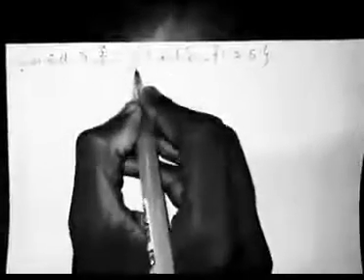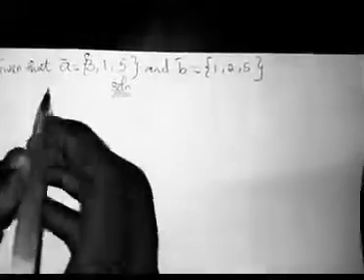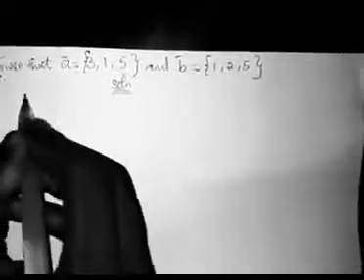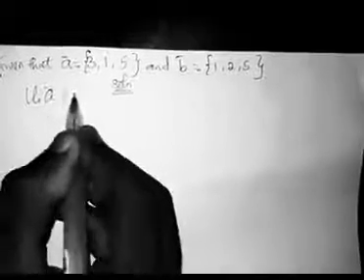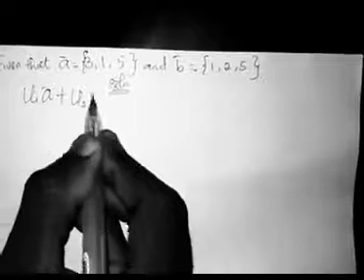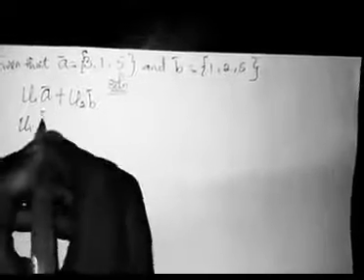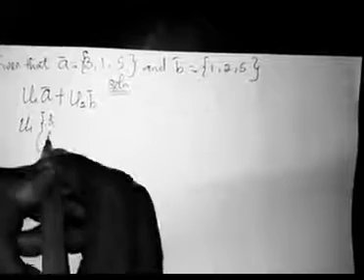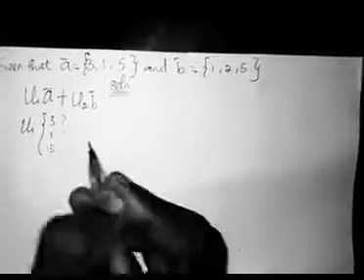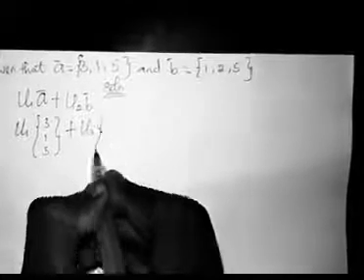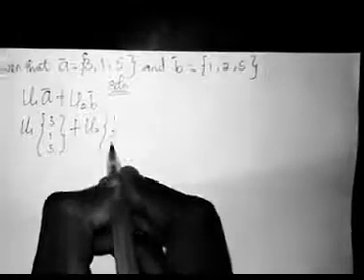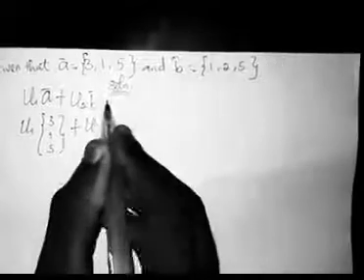So solution. I'm sure we all remember now that we have to multiply it with a constant. So let our constants be U1 and U2. So that will be U1A plus U2B. So that will be U1 multiplied by your A, which is 3, 1, 5, plus U2 multiplied by your B, which is 1, 2, 5, equals 0.